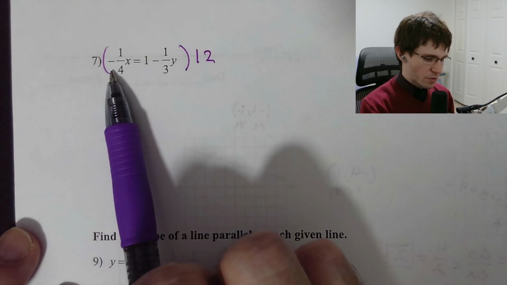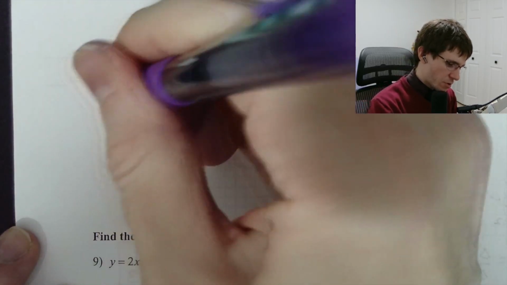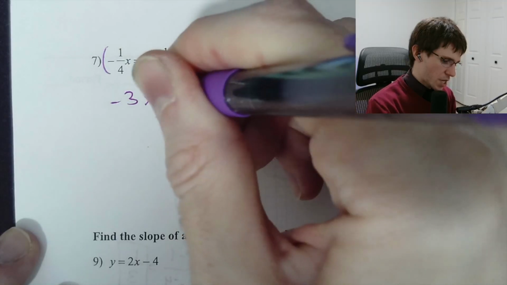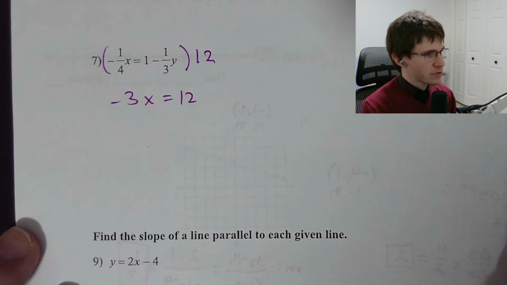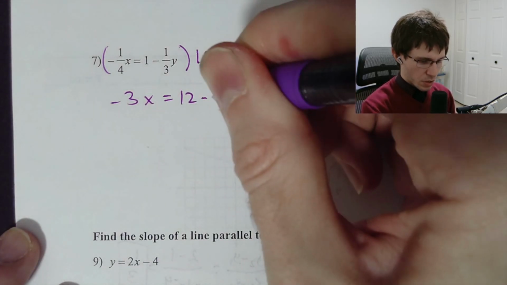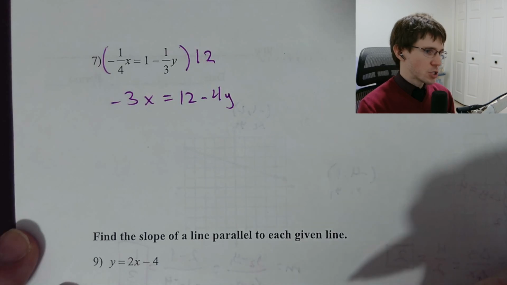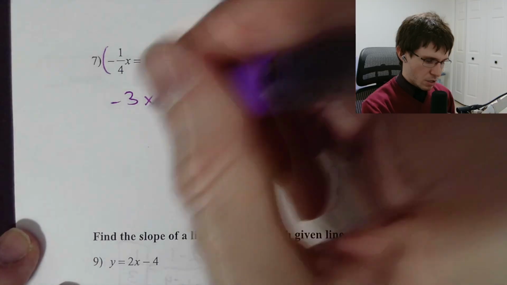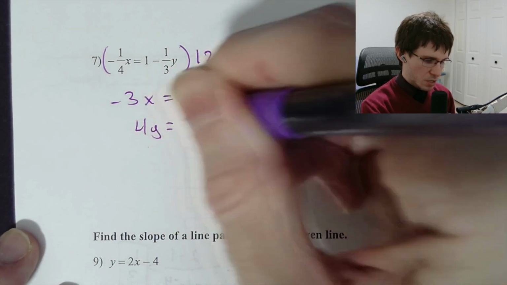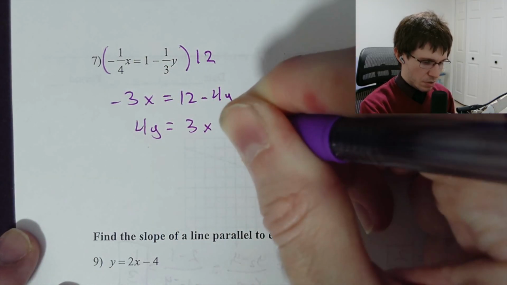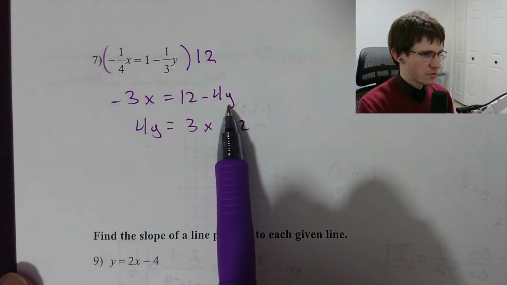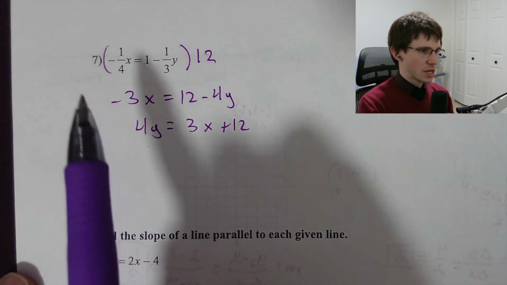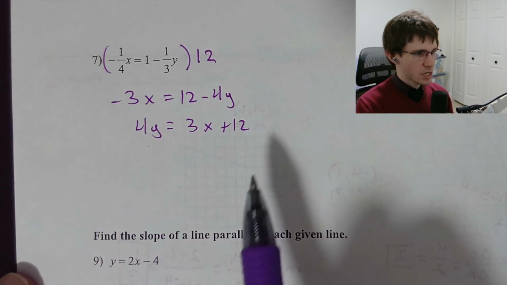When you do negative 1 over 4 times 12, you get negative 3. When you do 1 times 12, you get 12. When you have negative 1 over 3 times 12, we get negative 4 with the y. And now this question is going to be a lot easier to work with. Let's do our quote-unquote switcheroo here, and we're going to have positive 4y is equal to positive 3x plus 12. We just switch those sides of everything. That negative 4y is a 4y on the left. That negative 3x is a positive 3x on the left.